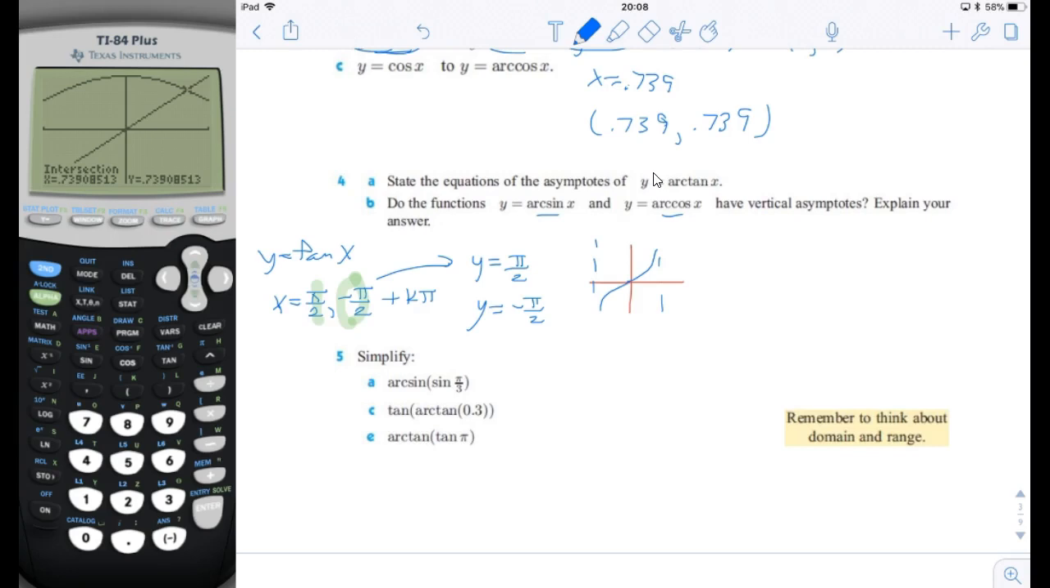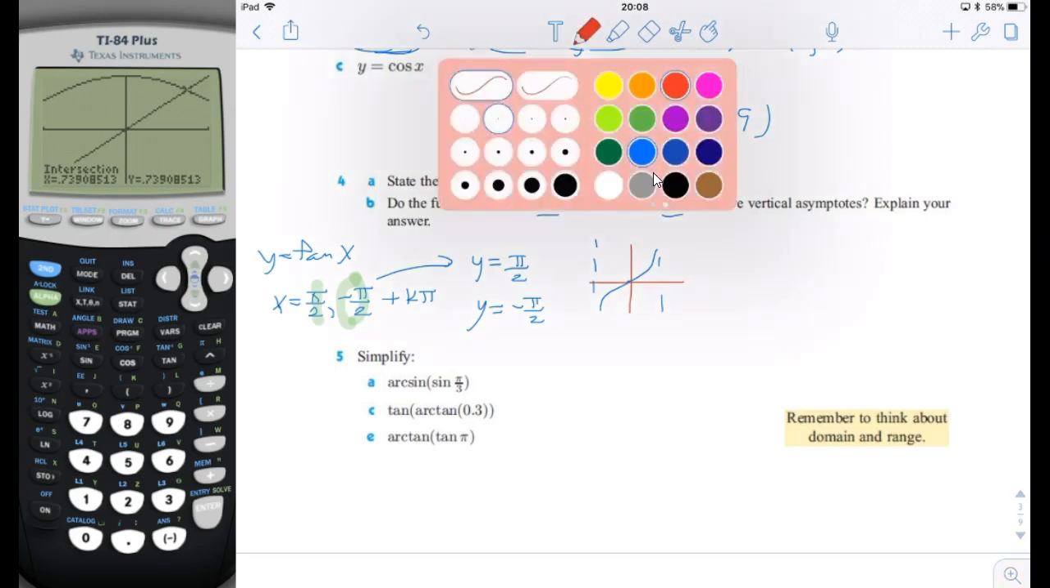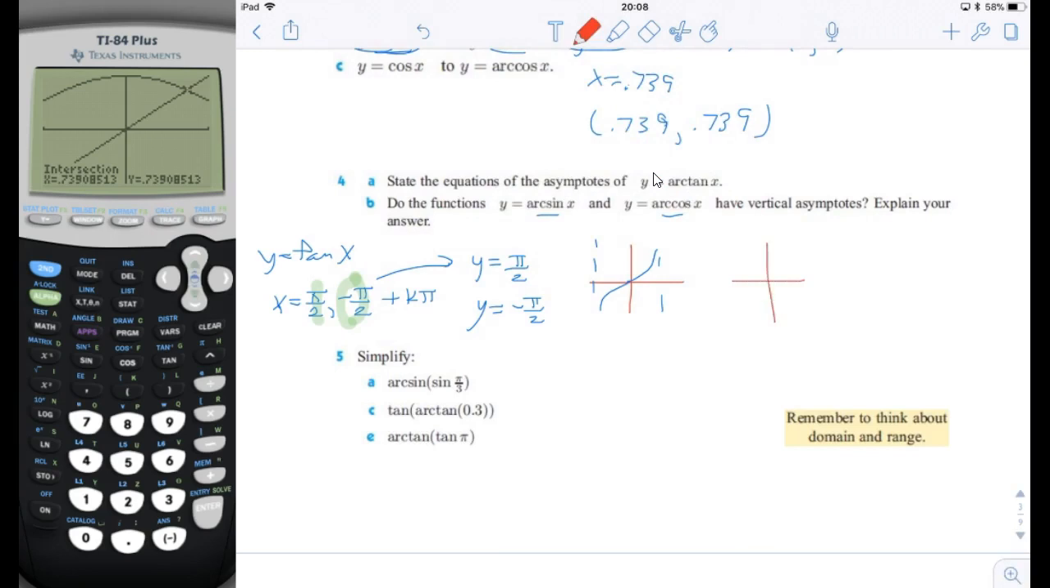And arccosine would be the same thing. In arccosine, it looks kind of like, okay, the invariant point would be about here. I think it's kind of like that, right? Okay, and here there are also no vertical asymptotes because it actually touches x equals negative 1 and x equals 1. So no, those are not asymptotes.